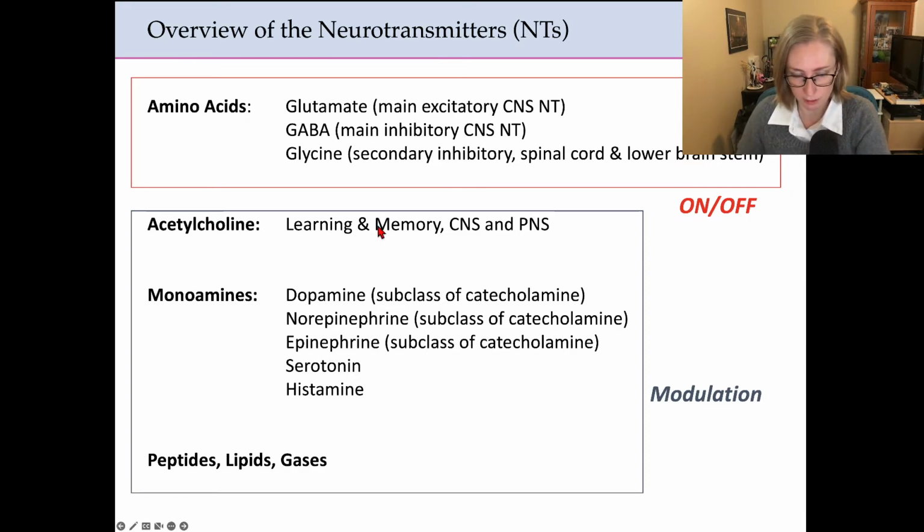Everybody else is considered modulatory, right? Acetylcholine, as well as our monoamines: dopamine, norepinephrine, epinephrine, serotonin. The ones we're going to go into in more detail are dopamine, which we did already talk about and are going to talk about again, and serotonin. What were the other ones? I didn't think they were going to go that much into norepinephrine. Let's just walk through and see where we end up. Oh, acetylcholine. Acetylcholine is going to be one of the other ones.